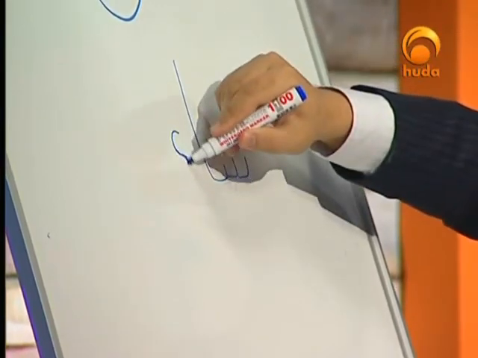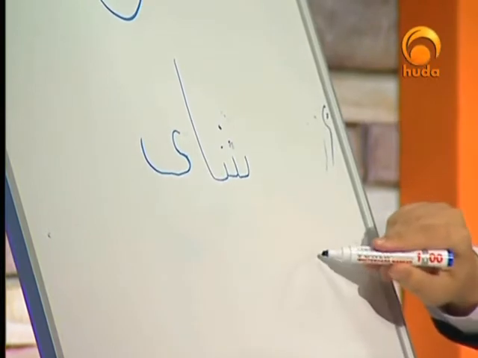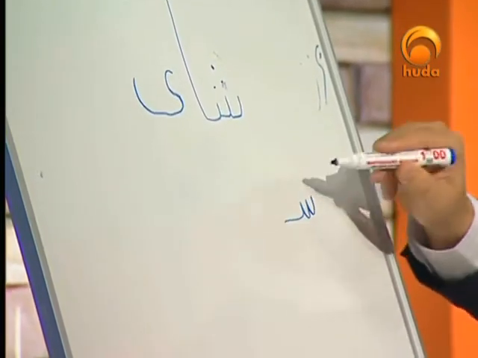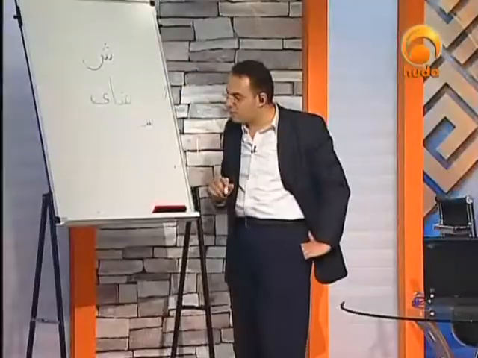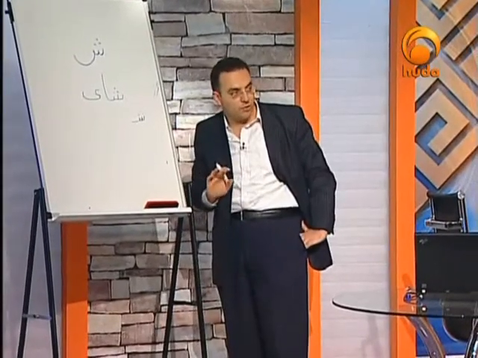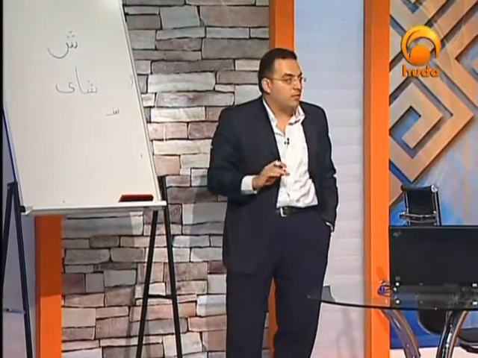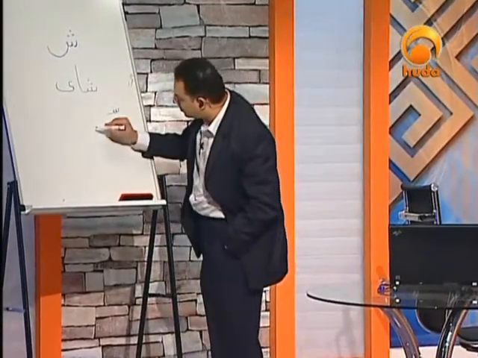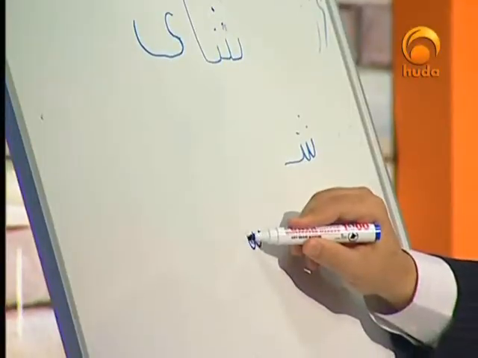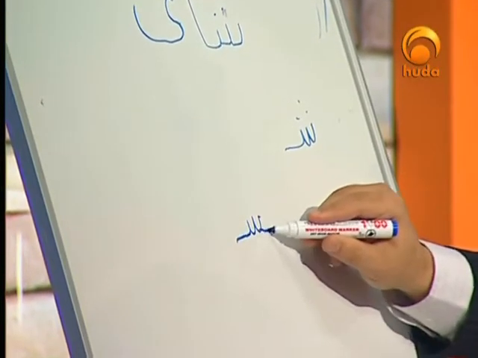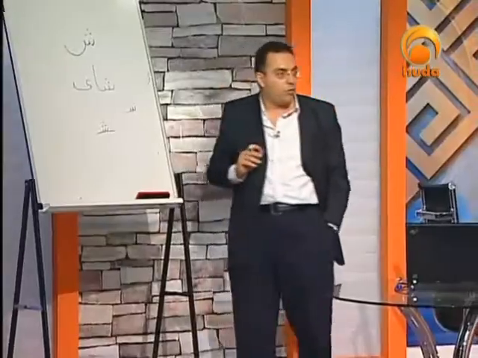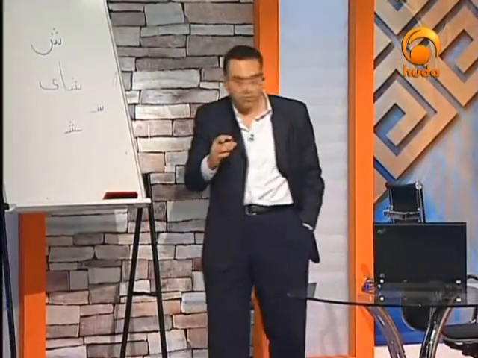In the initial position, shay. So it's coming here. This is the form of sha when it comes in initial position. And the form of sha when it comes in the medial position in this way. And the form of writing sha when it comes in the final position here in this way.